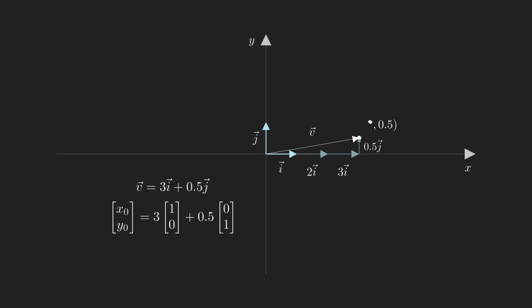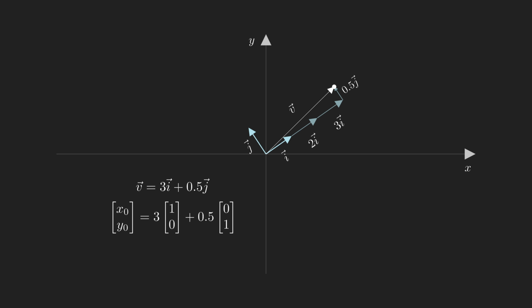The trick here is not to rotate only the vertex alone. Let's rotate it together with i and j. For the vertex, nothing changes. It ends up at the same spot. But the rest of the calculations becomes very simple. The vector equation stays the same. To get to the point, we need to go 3 times along i and 0.5 times along j.